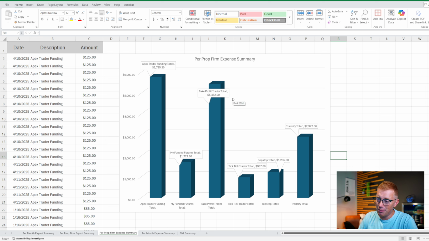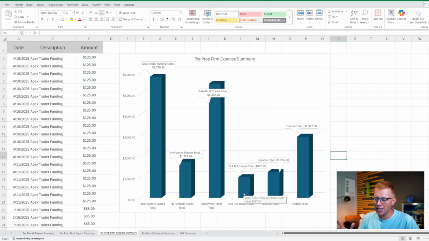But then my Take Profit Trader total is 5,452. I think I am profitable with Take Profit, but it doesn't feel like I am. Those expenses are just way too high for the payouts and the effort that I feel like I'm putting in. Then we have Tick Tick Trader.